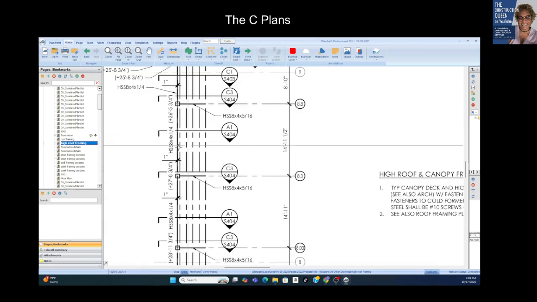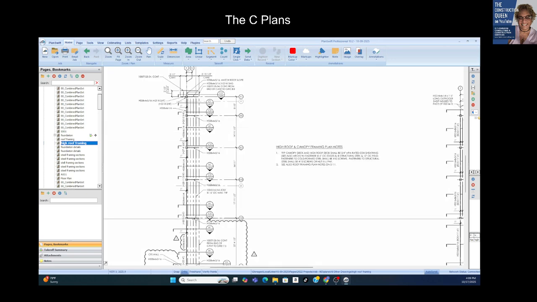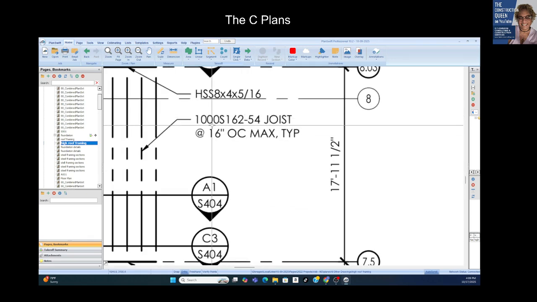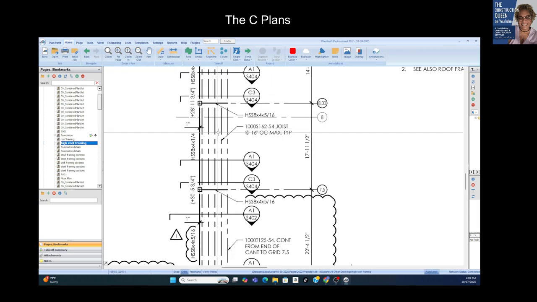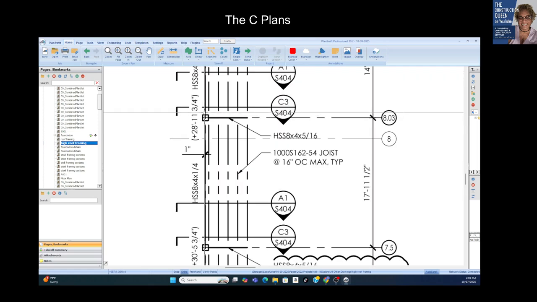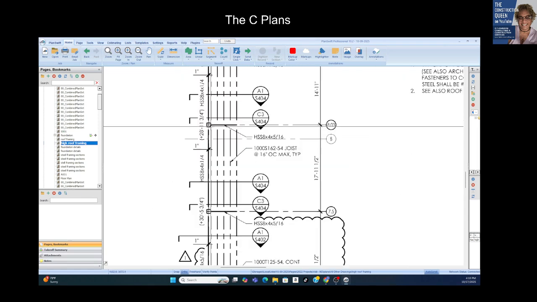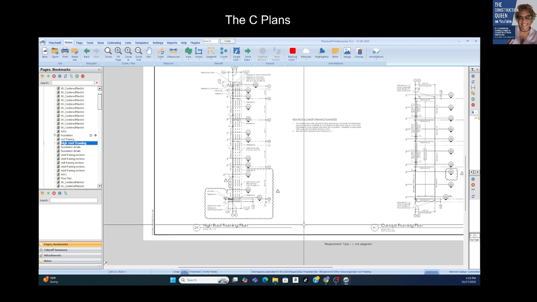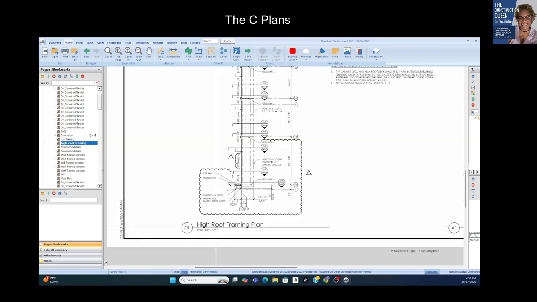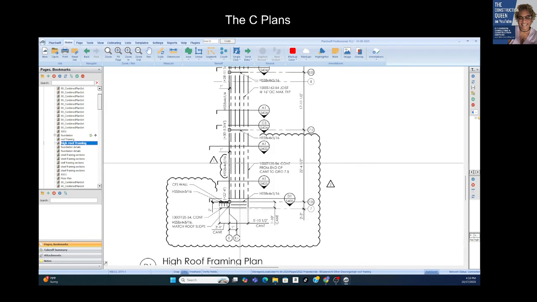Okay, and then these are joists, 100 1000 S1 62, joist at 16th, typical max typical. Okay, and what this represents is a column, right? Because we're looking from the plan view from above. So this is the high roof. They got a little high roof up there.